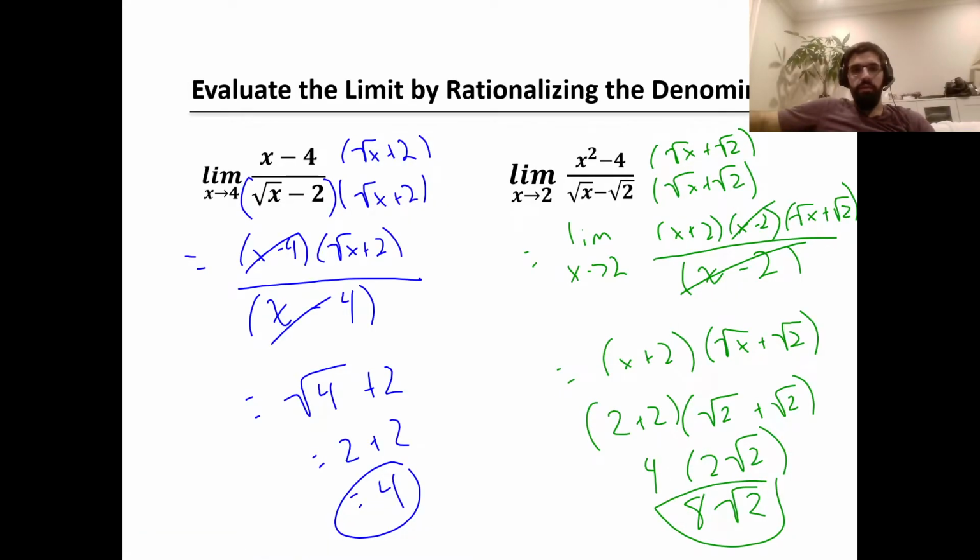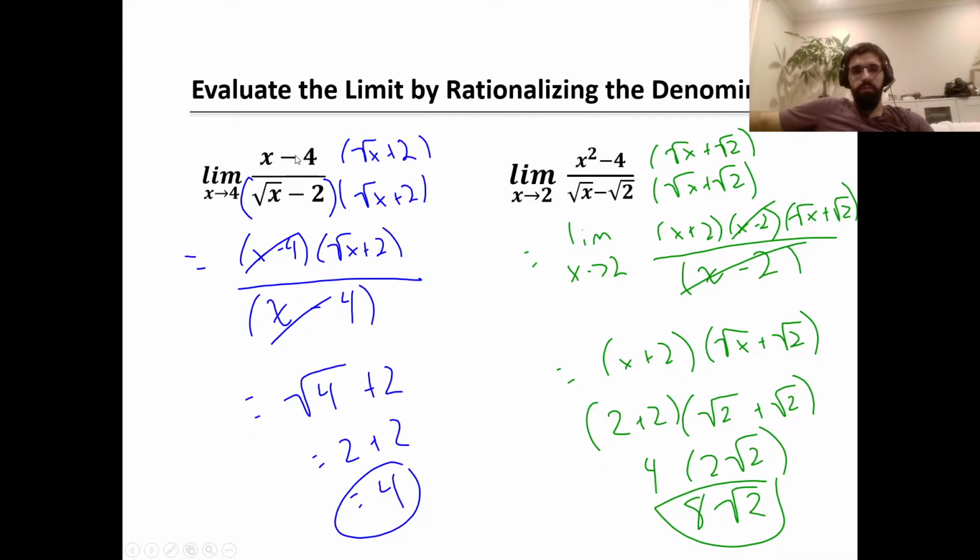Now, if we evaluate the limit by rationalizing the denominator, this is another algebraic trick that takes advantage of the concept of difference of squares. We're going to multiply by the conjugate. So in the first one, if I evaluate the limit by direct substitution as it is, I get 0 over 0. So what I'm going to do is multiply the numerator and the denominator by the conjugate of the denominator. The denominator is the square root of x minus 2, so the conjugate would be the square root of x plus 2. And I'm going to multiply that by the top and the bottom.